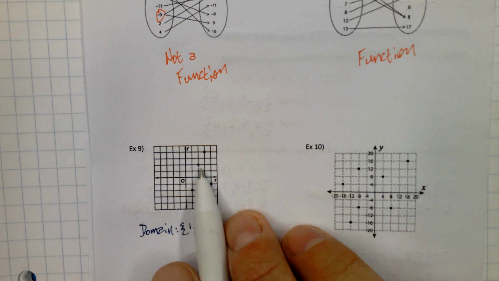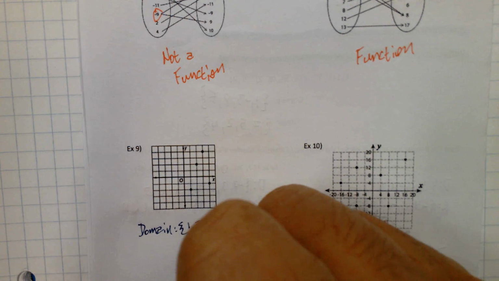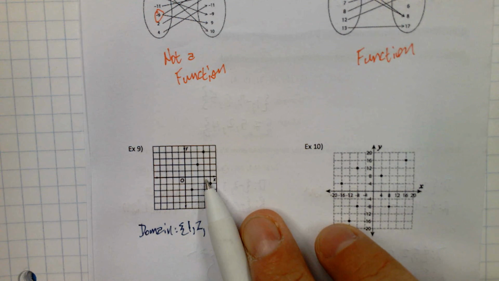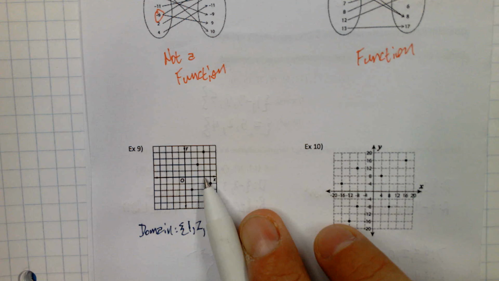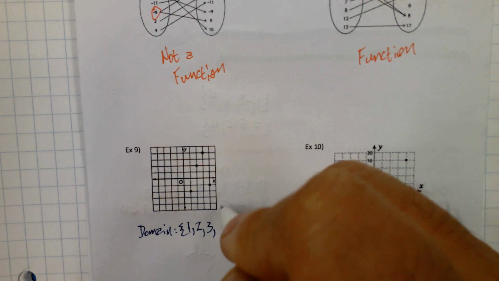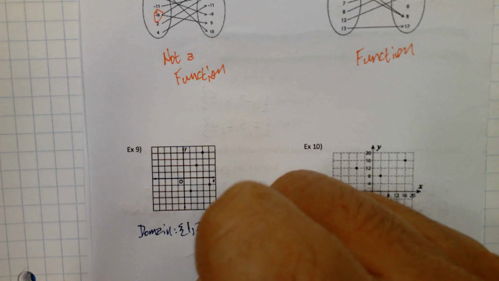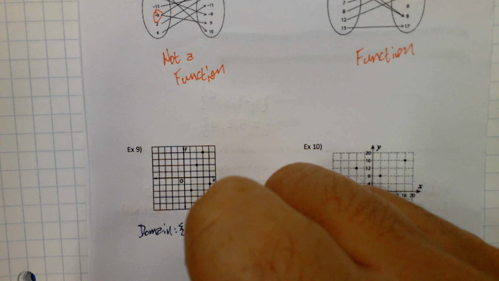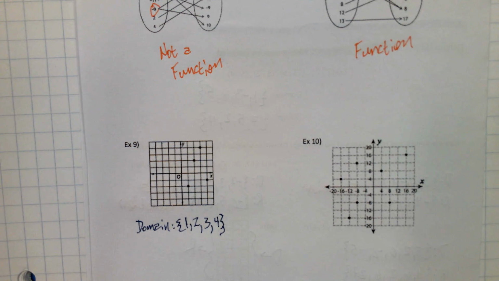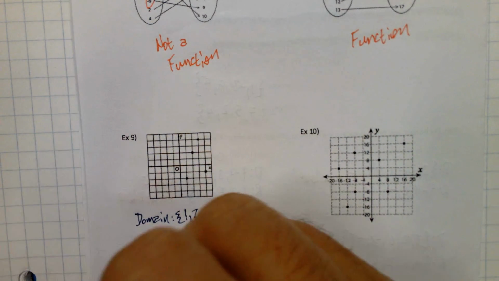So that would be 1. This would be 2. This point would be at, what is that? 3. And then the final point would be at 4. 1, 2, 3, 4. Okay. That's an ugly brace, but okay. Range.